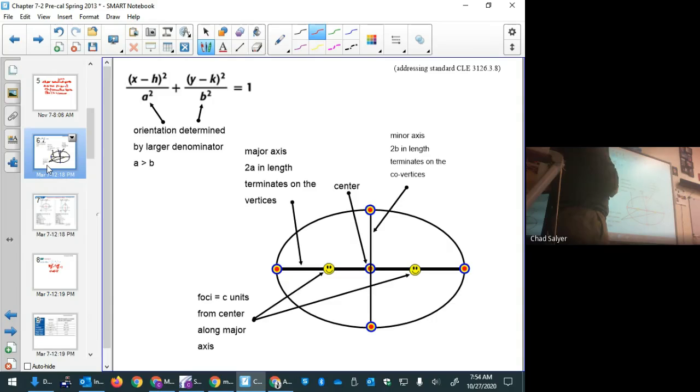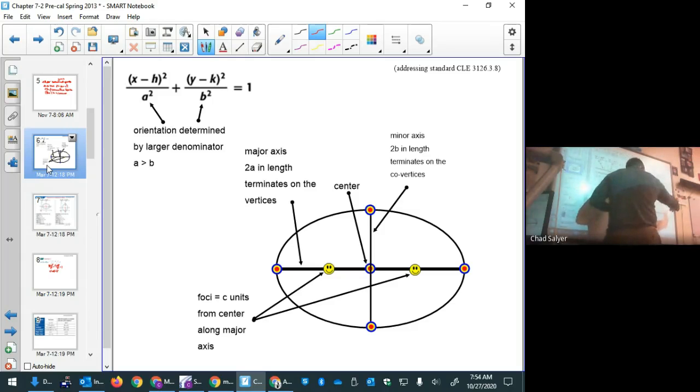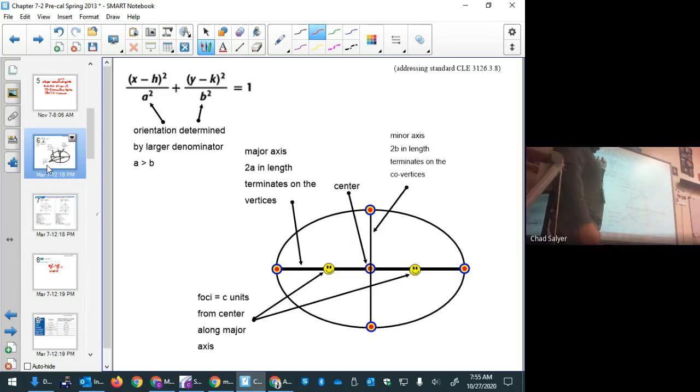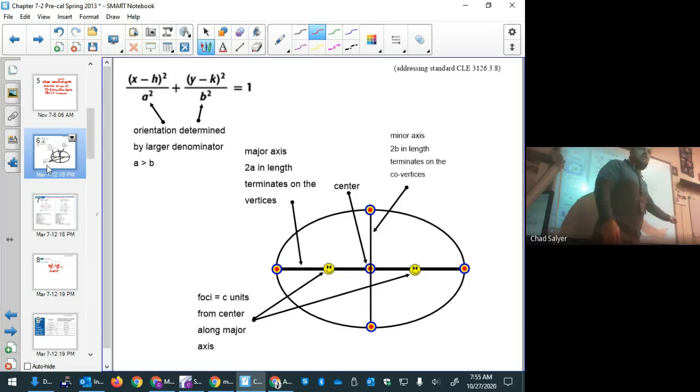So there's one formula for an ellipse. However, the major axis is going to be which of these is larger. So you've got x minus h squared over a squared plus y minus k squared over b squared equals 1. And it could be stretched out along the x like this you see here. Stretched out along the y is also possible. And it depends on which of these two is bigger. If a squared is bigger, it's stretched out along the x.